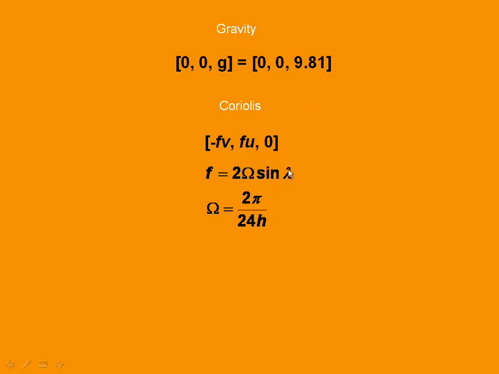And this lambda is what? The latitude. So the Coriolis parameter is greater at the equator or at the poles? At the poles, because the sine of lambda is maximum at the pole, and is 0 at the equator. So the effects of rotation of the Earth are greatest at the poles and are negligible at the equator. So that's just a reminder.